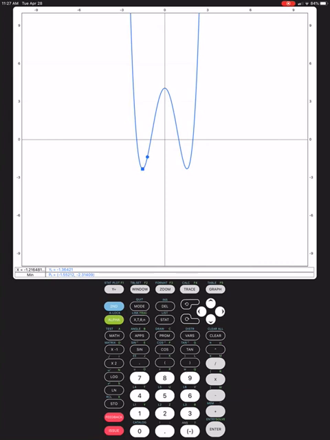So you can see we have a relative min point at negative 1.552 on the x-axis, at that ordered pair. So there's one of our turning points. So let's go ahead and write down that point.